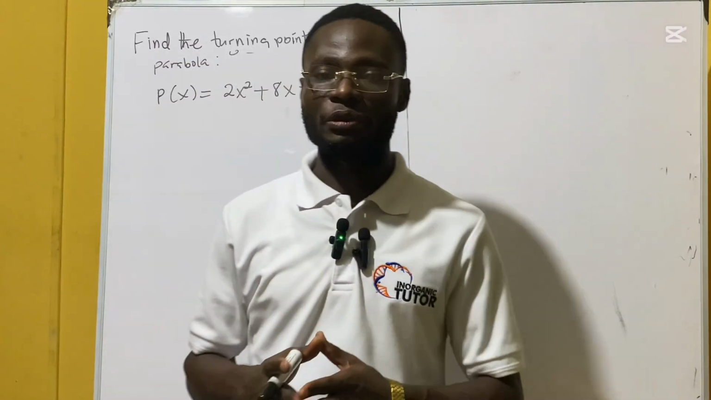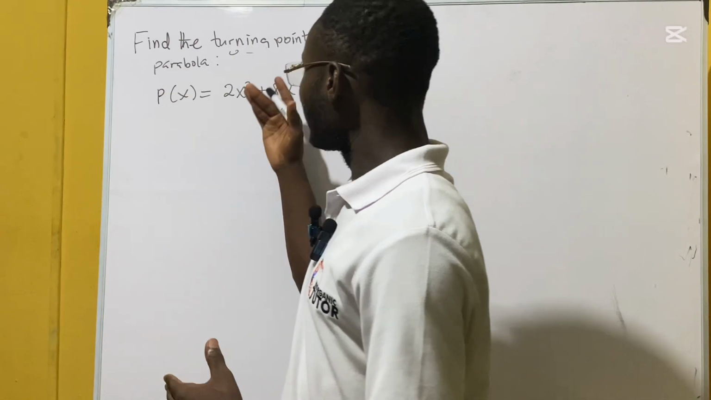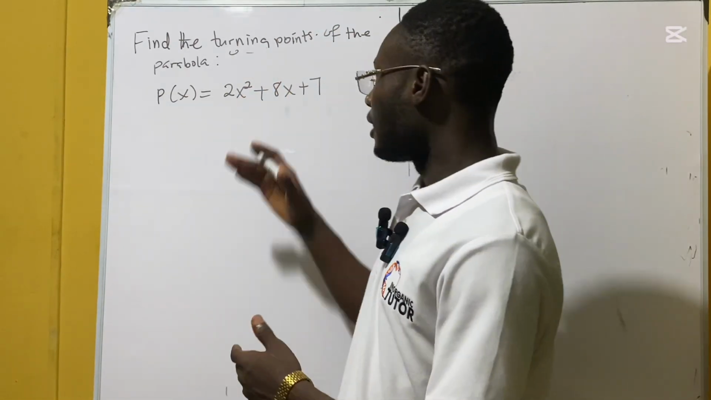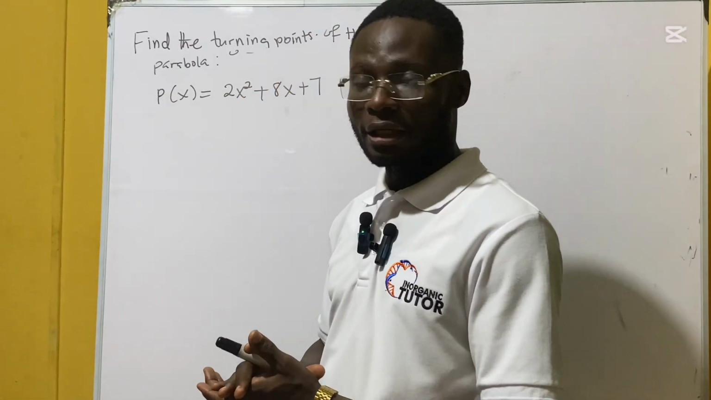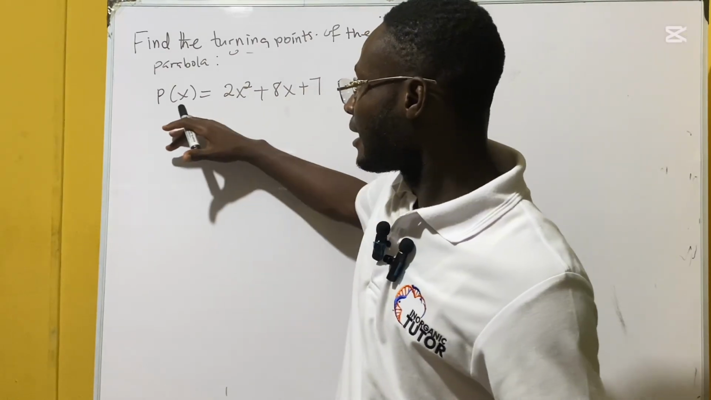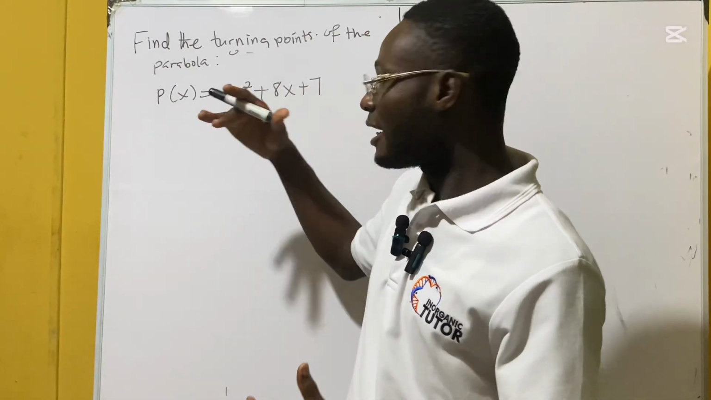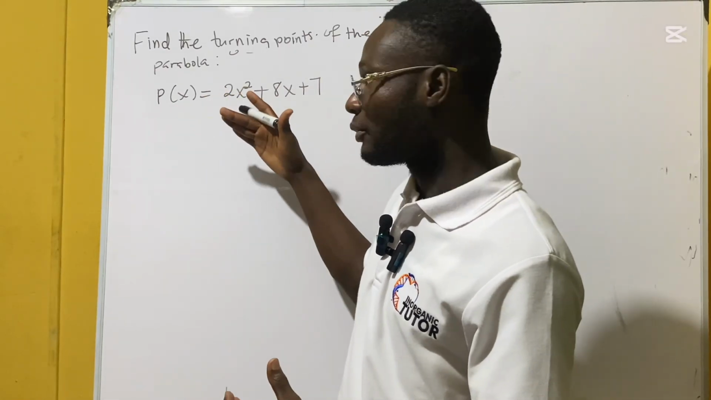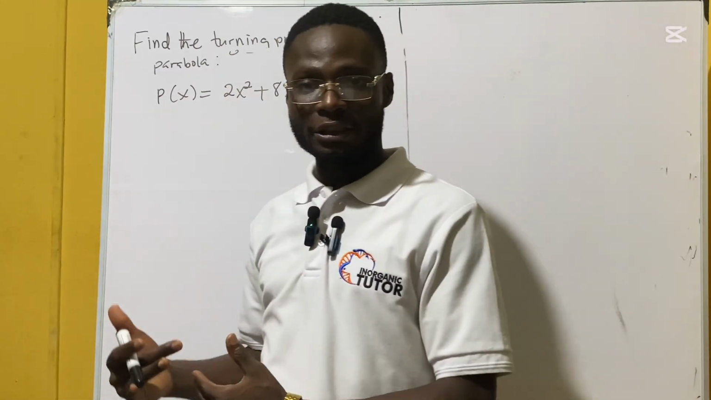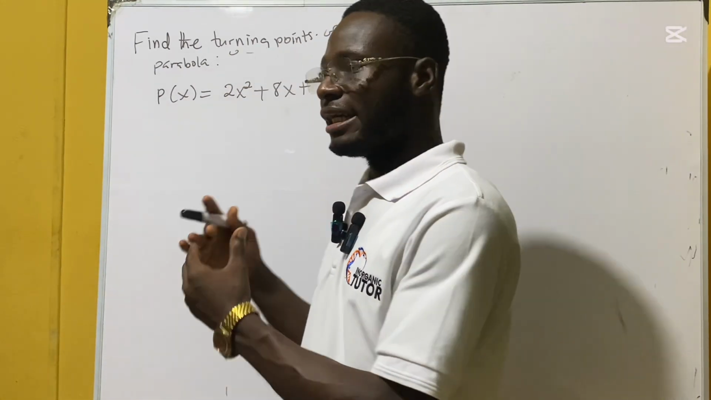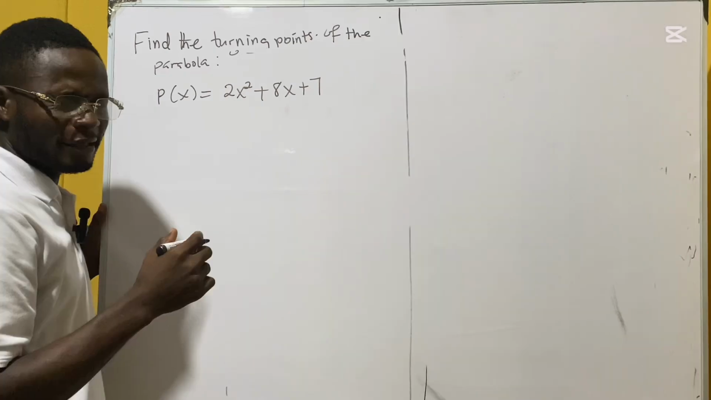In this tutorial, we are going to look at how we can find the turning point of this particular parabola. Okay, so this is a quadratic expression, and that is basically the parabola, and we want to find the turning point. Okay, so this is for objective wise.